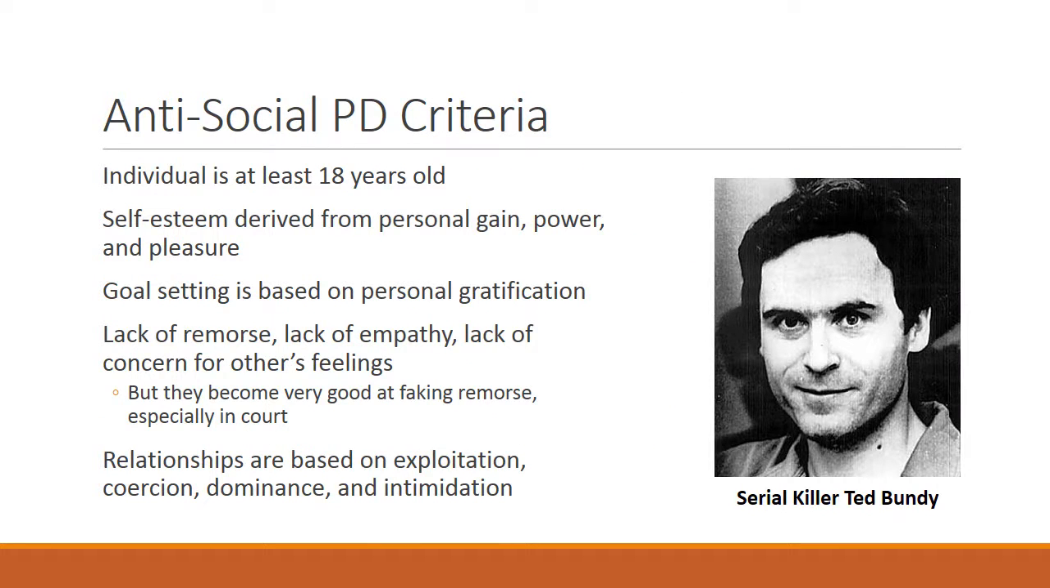So the criteria is that the person is at least 18 years old. Self-esteem is derived from personal gain, power, and pleasure. Goal setting is based on personal gratification, so it's all about them. They have that lack of remorse, lack of empathy, lack of concern for others' feelings, but they are outstanding at faking remorse, especially when they're in court. Their relationships are based on exploitation, coercion, dominance, and intimidation. So somebody who has antisocial personality disorder, they don't care what they have to do to control somebody because they don't feel bad about any of the negative consequences.